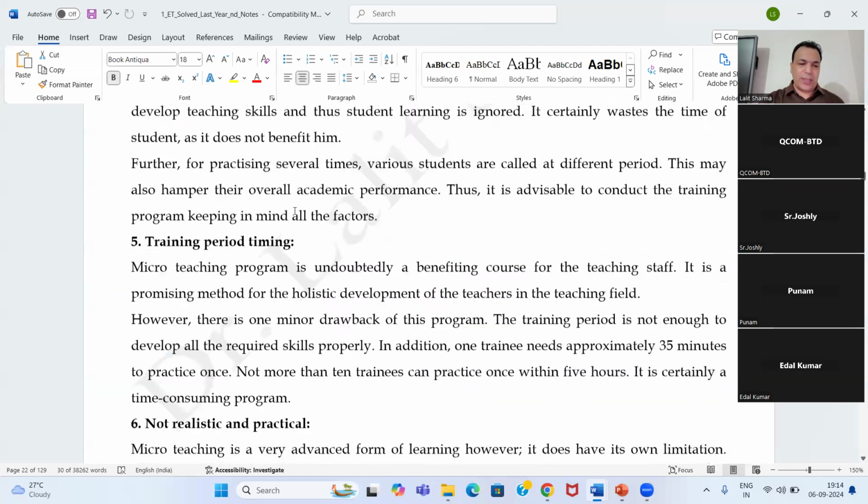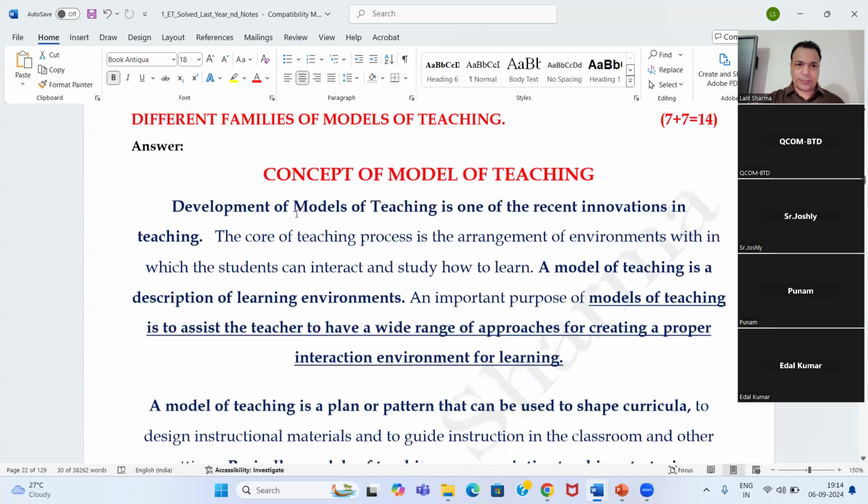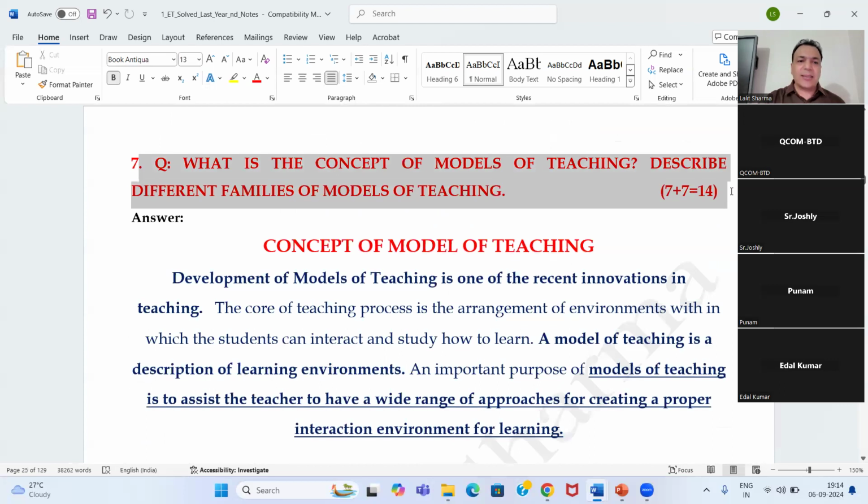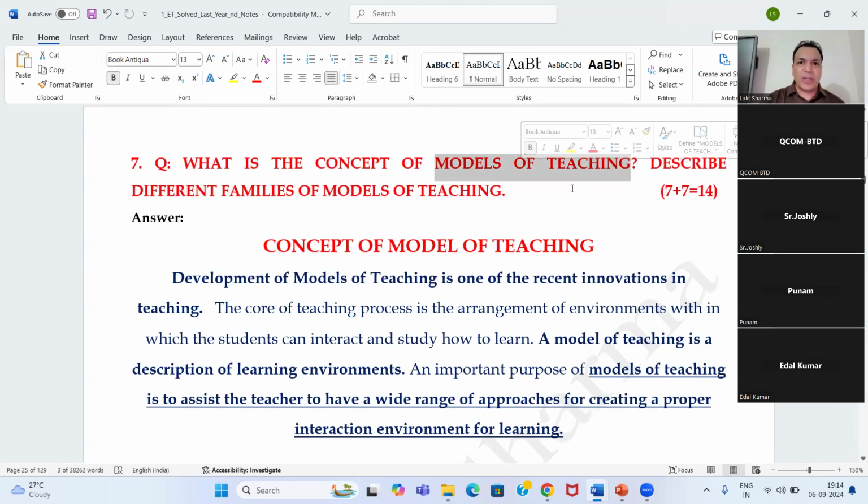Okay, this was our question, done. Next, the 7th question out of a total of 9: What is the concept of models of teaching? Describe different families of models of teaching. Okay, what is a model of teaching? What is a model of teaching? This is for the teacher.